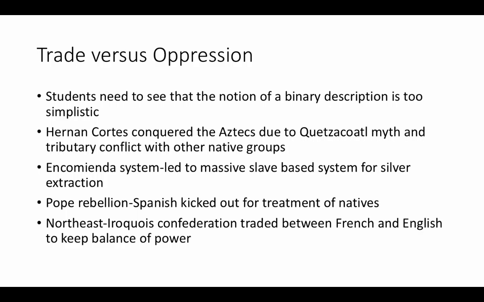Or in the Northeast, we have the Iroquois Confederation acting like a European empire in many ways, trading back and forth between the French and the English. In other words, I think the notion of trade versus oppression is just too simplistic. What we want the students to see is that there was trade, there was oppression, and in many ways we have a mixture, and it goes back to that idea of the frontier wars.